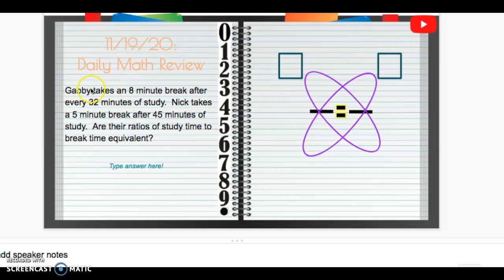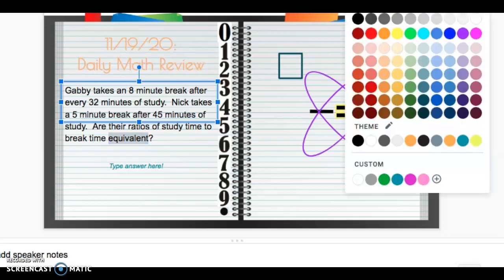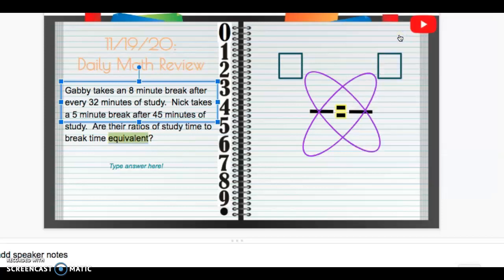Okay, so it says Gabby takes an 8-minute break after every 32 minutes of study. Nick takes a 5-minute break after 45 minutes of study. Are their ratios of study time to break time equivalent? So they're asking you, are these two equal to each other? Are their times equal to each other?